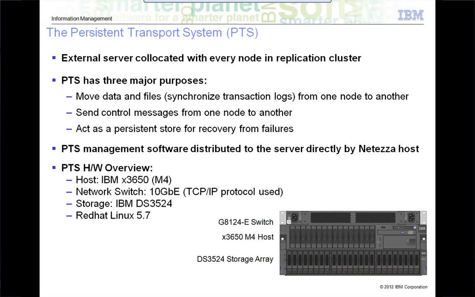So the PTS management software is distributed to the server directly by the Netezza host. It is part of the NPS release 6.0.8 and higher. The PTS hardware comprises an IBM X3650 M4 server, a storage array, IBM DS3524, and a network switch, a 10 gig G8124 switch. So these three are a must for any given PTS server. Earlier in the development of this product, it was thought that we could just recommend customers buy their own hardware, using our recommendations. But now we are mandating that they buy these components, these exact part numbers, of course. The PTS runs Red Hat Linux 5.7.